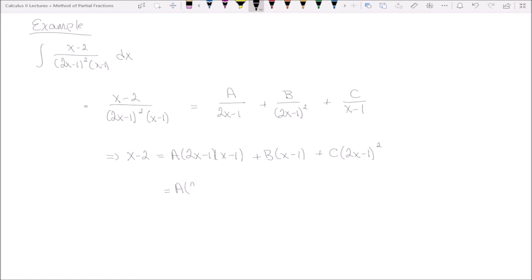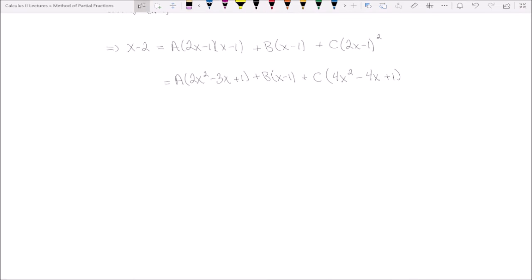So we get a times 2x squared minus 3x plus 1, plus b times x minus 1, nothing to do there, plus c times, now let's expand that, 4x squared minus 4x plus 1. Let's once again group together like terms. 2a plus 4c times x squared, plus negative 3a plus b minus 4c times x, plus a minus b plus c.